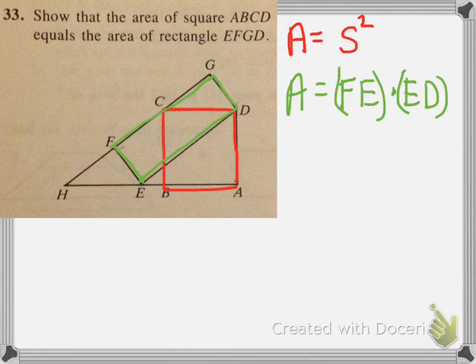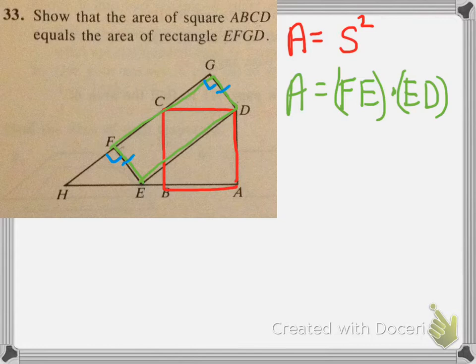So let's look at what we have here. We have some interesting things. Since FEDG is a rectangle, I know that angle G is a right angle. Also that angle F right there is a right angle. And that FE is equal to GD.